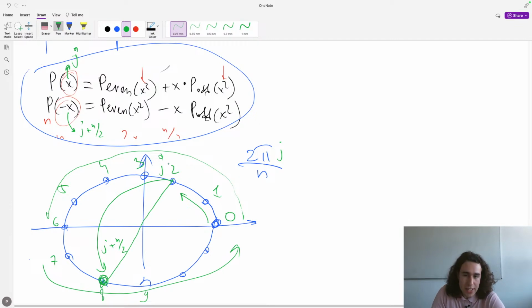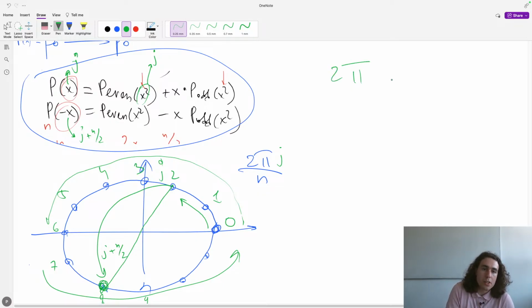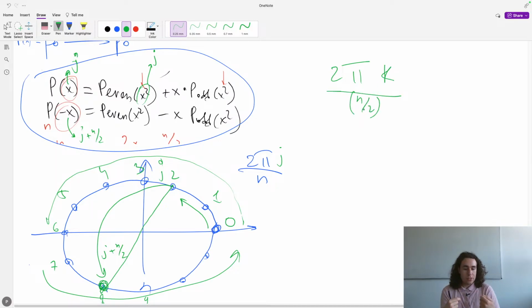And if you think about it for a while, you can see that this x j squared is going to have also index j in our recursive call, right? In the recursive call, we have all the angles of the form 2 pi k over n half, because we have twice fewer values, right? And if we want this to be equal, what should be the value of k, right? The value of k should be j, half.